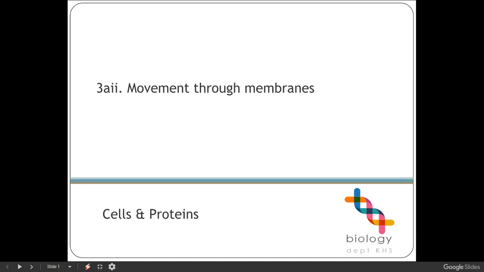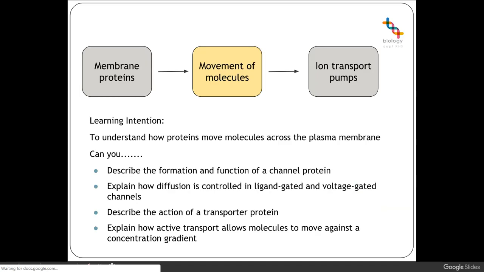In this one we're going to be looking at movement through membranes. Previously we've been looking at membrane proteins and the difference between transmembrane and peripheral proteins and how they're associated with the phospholipid bilayer. Today we're going to have a look at the movement of molecules across that membrane before we move on to look at ion transport pumps.